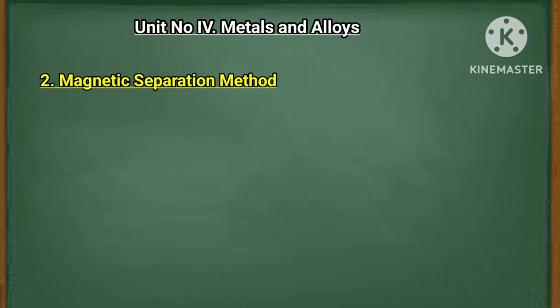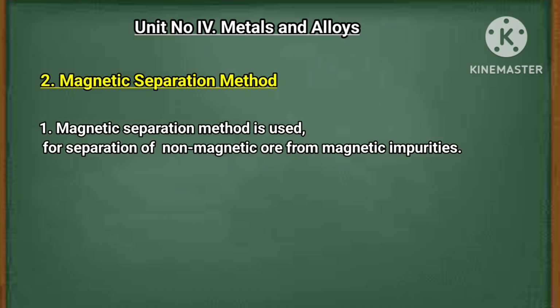So my dear friends, let us start the second method, the magnetic separation method. Now, the magnetic separation method is used for separation of non-magnetic ore from magnetic impurities. It means that in this method, we are going to separate non-magnetic ore from magnetic impurities. This is the main application of this method, or this method is based on this.